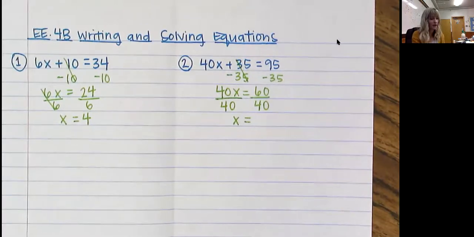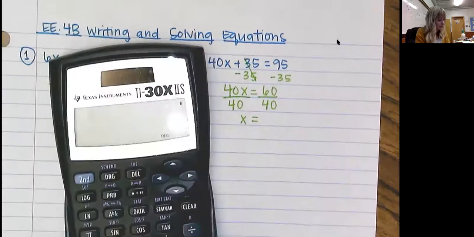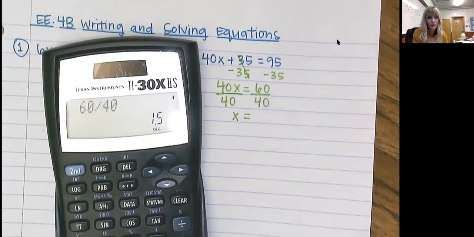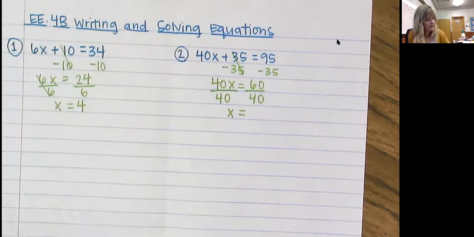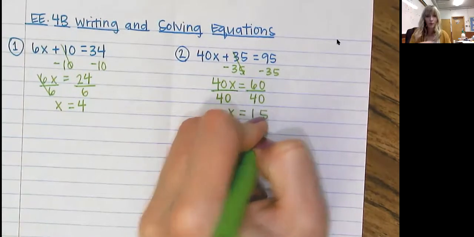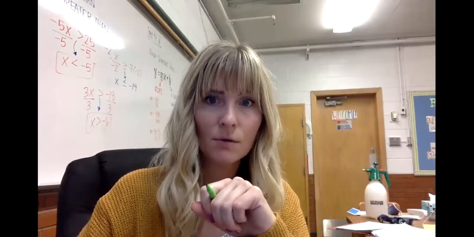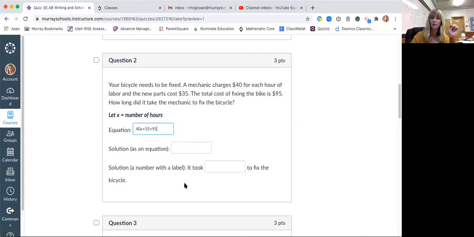So I'm going to type it in my calculator. 60 divided by 40 is 1.5. Okay, x equals 1.5. I showed my work and I got my solution written down. Now we go back to Canvas and we say, okay, how do we type this in? Solution as an equation, x equals 1.5. Solution, a number with a label.